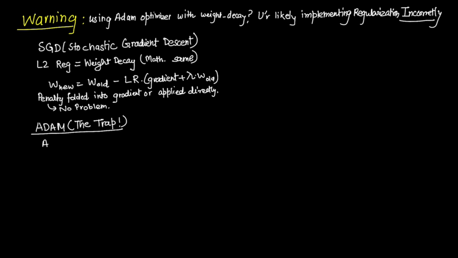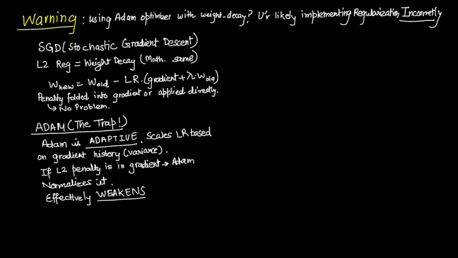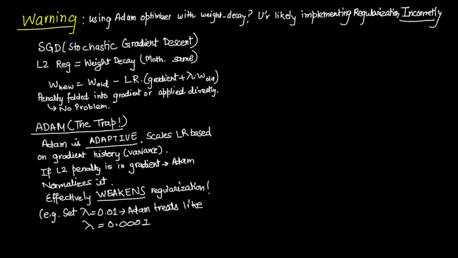Adam is an adaptive optimizer. It scales the learning rate based on the history of the gradients, or variance. If you add the L2 penalty into the gradients, which is how standard L2 works, Adam ends up normalizing it. Adam looks at the penalty and says, oh, this is just a part of the gradient, let me scale it down. It effectively weakens your regularization. You set lambda to 0.01, but Adam treats it like lambda is equal to 0.0001.